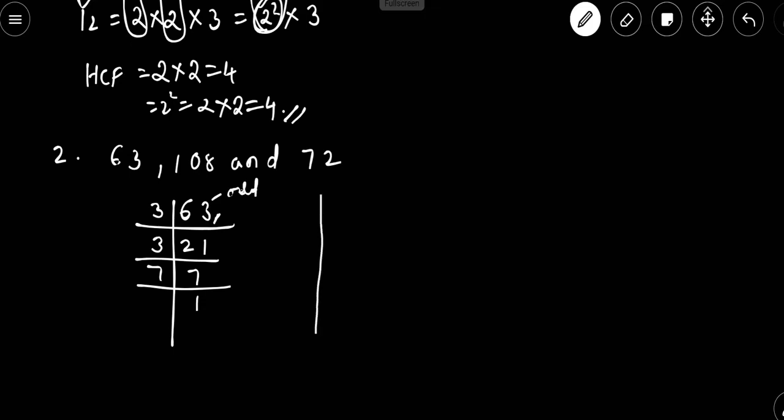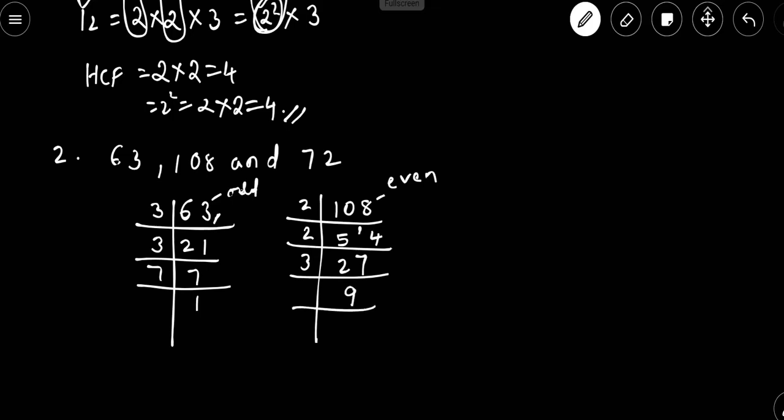Next we will calculate for 108. If you see the last digit, it is an even number, so it is divisible by 2. 2 fives are 10, 2 fours are 8, and again 2 twos are 4. 1 will be the remainder here, so it becomes 14. 2 sevens are 14. Again 27 is divisible by 3. 3 nines are 27, again 3 threes are 9, 3 ones are 3.